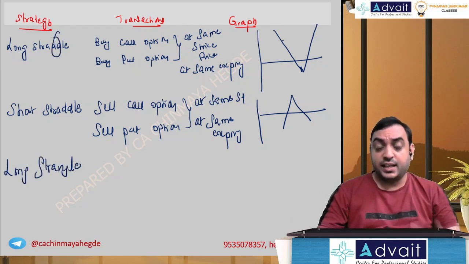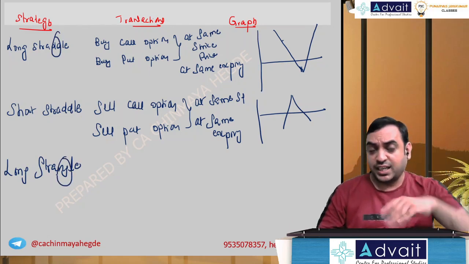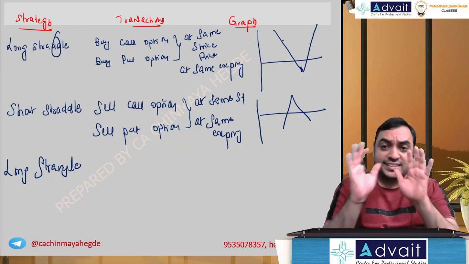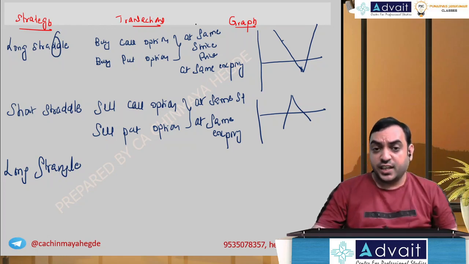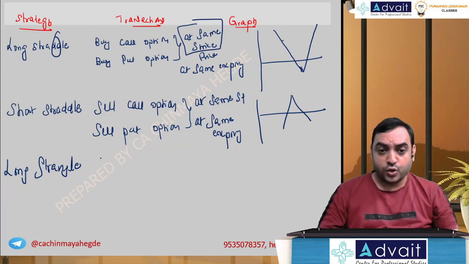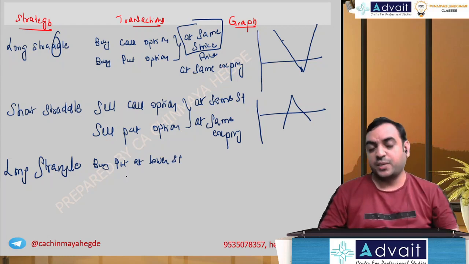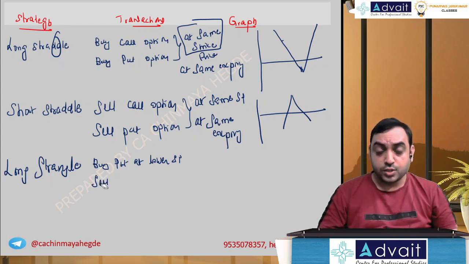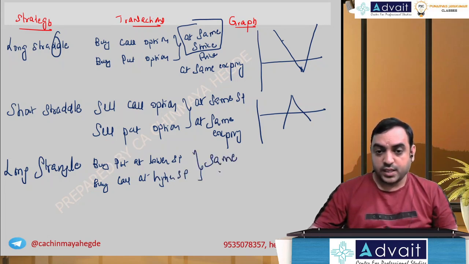Remember it easily: D we learned first, then G, alphabetically G comes later. So strangle, what is this? Exactly the same thing. The only difference is that there we took the same strike price, and here we do it at different strike prices. So here you buy a put at the lower strike price, SP being strike price, and buy a call option at a higher strike price, with the same expiry.